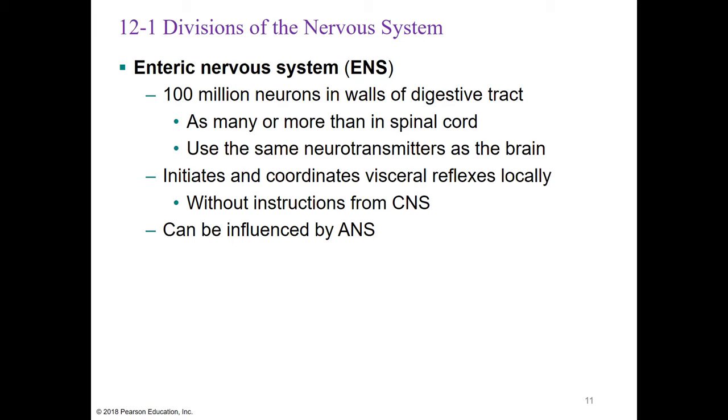The enteric nervous system, which we said we would come back to, that's the ENS, is going to include over 100 million neurons in the walls of your digestive tract. This is as many or even more than what we have in our spinal cord, and they use the same neurotransmitters as the brain uses. Neurotransmitters, recall, are chemical messengers. The enteric nervous system will help to begin and also coordinate visceral reflexes locally. So it will coordinate the digestive organs locally without using any help from the central nervous system.